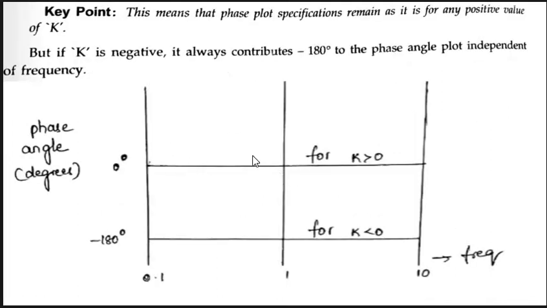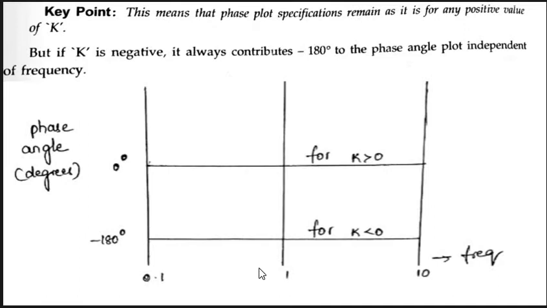Next one, phase plot. If k value is greater than 0, the phase plot is drawn at the 0 degrees line. If k value is less than 0, the phase plot is drawn at the minus 180 degrees line. So this is the total Bode plot for the system gain k. That is the first point.